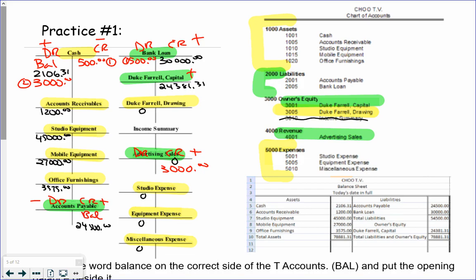By color coding it, you can clearly see. Like with the first one, right? I've got credit and debit. This one's being minused.